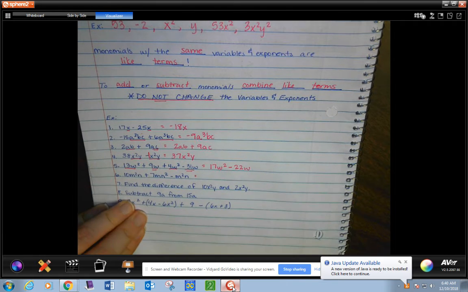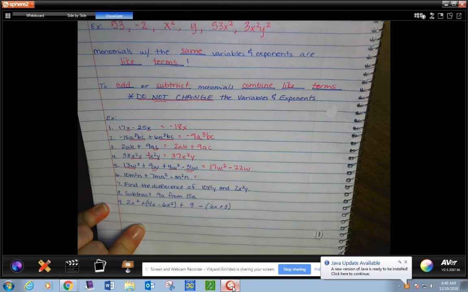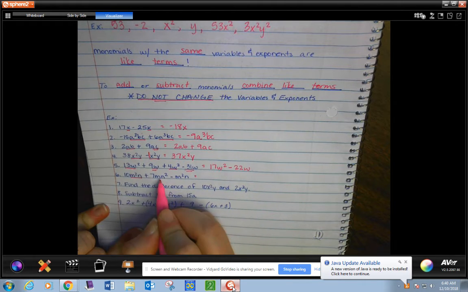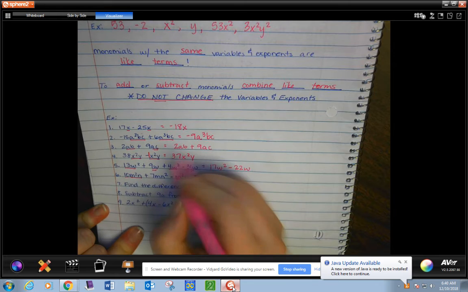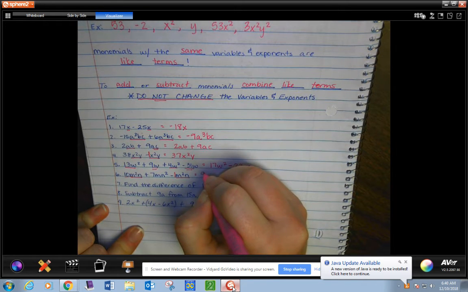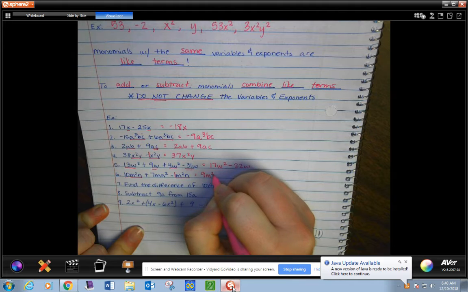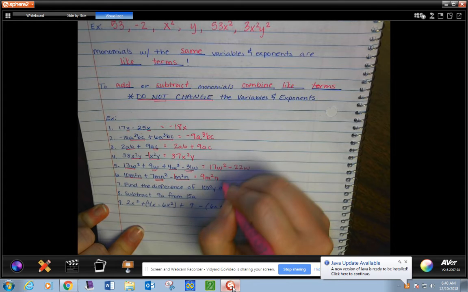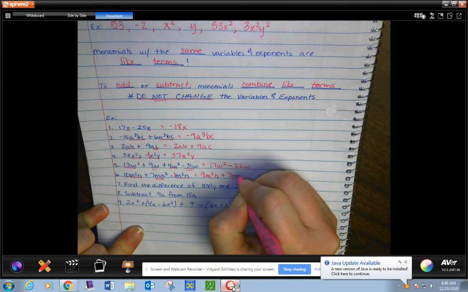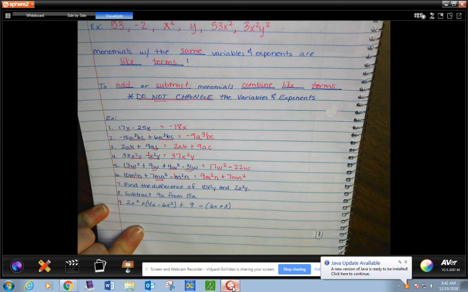For example 6, I have 10m squared n plus 7mn squared minus m squared n. So the first thing I'm going to do is look at this m squared n. Okay, the next one's not an m squared n, so it does not go with it. But the last one is an m squared n. So the exact same order of letters go together. And so this is saying 10 minus 1. Well, 10 minus 1 is 9. And then I just keep m squared n. Okay, now I look at my mn squared, and that's the only one I have. So I'm just going to bring it over and do 7mn squared. And that's my final answer because these two things don't look alike, so they cannot go together.